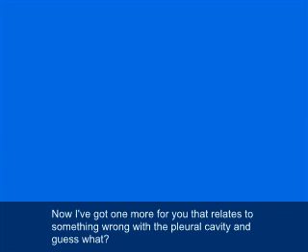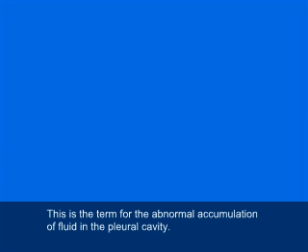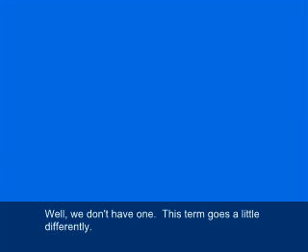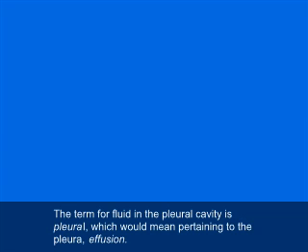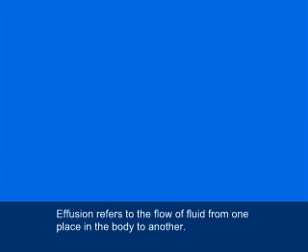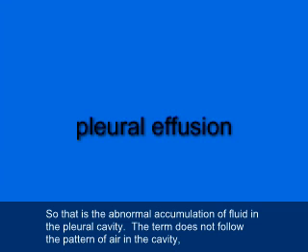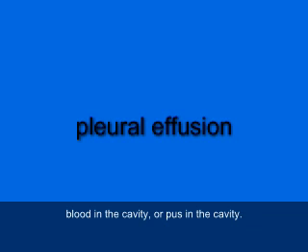Now I've got one more for you that relates to something wrong with the pleural cavity, and guess what? It doesn't follow the pattern. This is the term for the abnormal accumulation of fluid in the pleural cavity. You'd think it would end in thorax, right? And that there would be some combining form meaning fluid or water. Well, we don't have one. So this term goes a little differently. The term for fluid in the pleural cavity is pleural, which would mean pertaining to the pleura, effusion. Effusion refers to the flow of fluid from one place in the body to another. Pleural effusion. So that is the abnormal accumulation of fluid in the pleural cavity. The term does not follow the pattern of air in the cavity, blood in the cavity, or pus in the cavity.